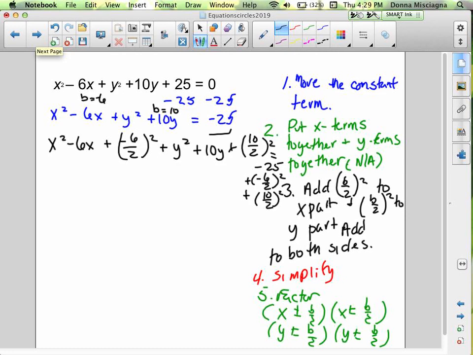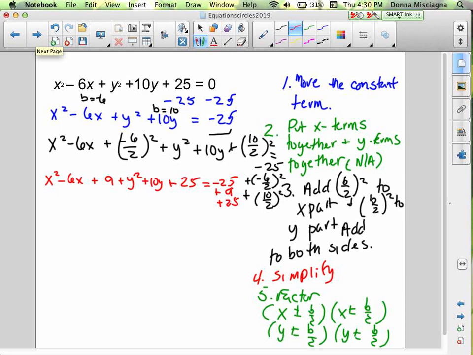Now let's simplify that. Actually, I'm sorry, that should be in red if I want to match my steps there. All right, so x squared minus 6x. Negative 6 divided by 2 is negative 3, and negative 3 squared is 9. Plus y squared plus 10y plus 10 divided by 2 is 5, and 5 squared is 25. Equals, and then we have a negative 25, and then we added the 9 and the 25 to both sides. So let's add it over here. What we added on the left-hand side, we need to make sure we have on the right-hand side. And the 9 is just the negative 6 divided by 2 squared and the 10 divided by 2 squared.